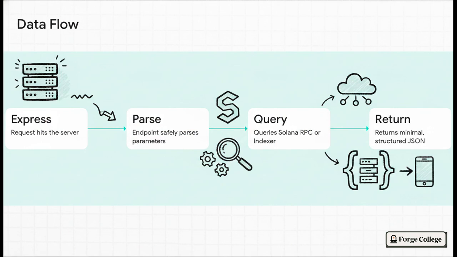Let's trace the exact flow of data through this API architecture. Step 1, the request hits our Express server. Step 2, the endpoint safely parses those parameters we just mapped out.